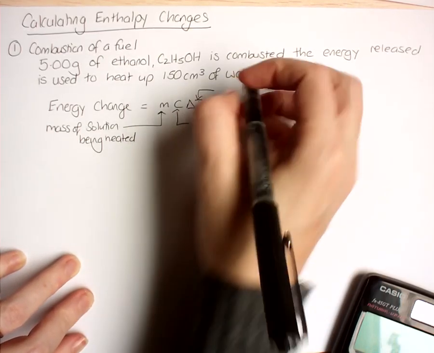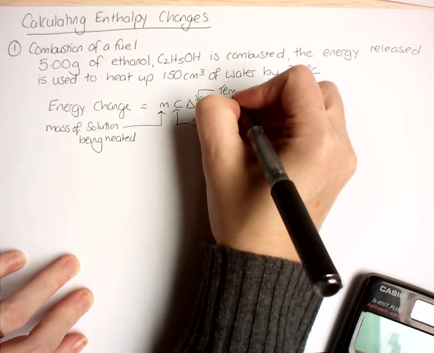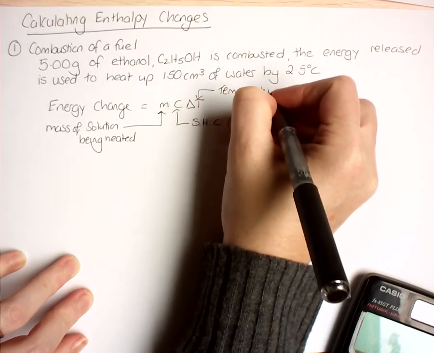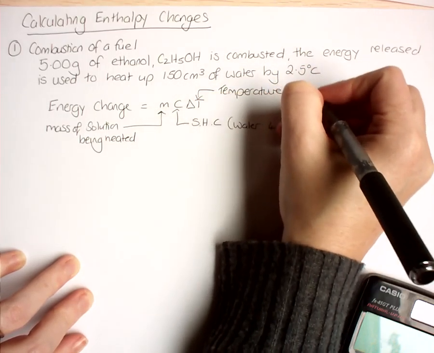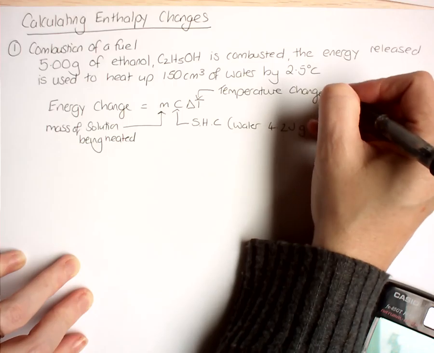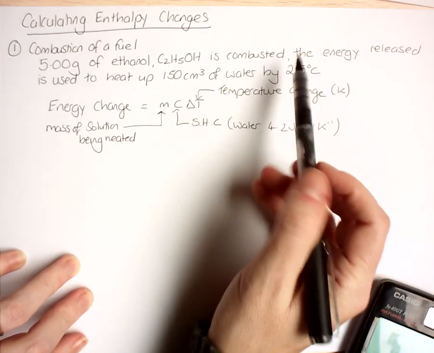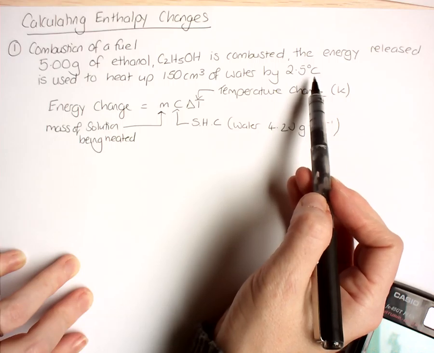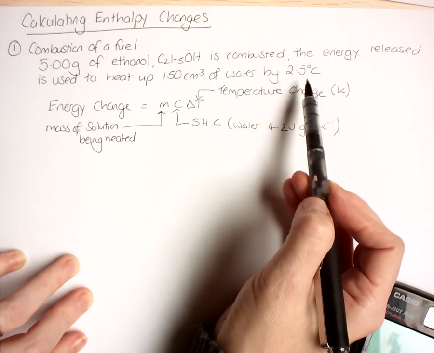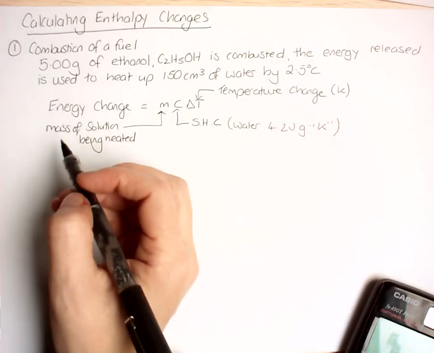Delta T is the temperature change. Now this really should be in Kelvin. However, as we know, 2.5 degrees centigrade is 2.5 degrees Kelvin. So let's do my calculation.